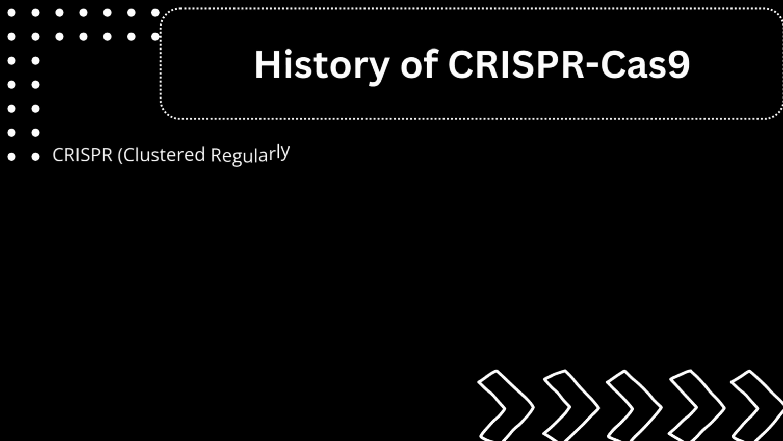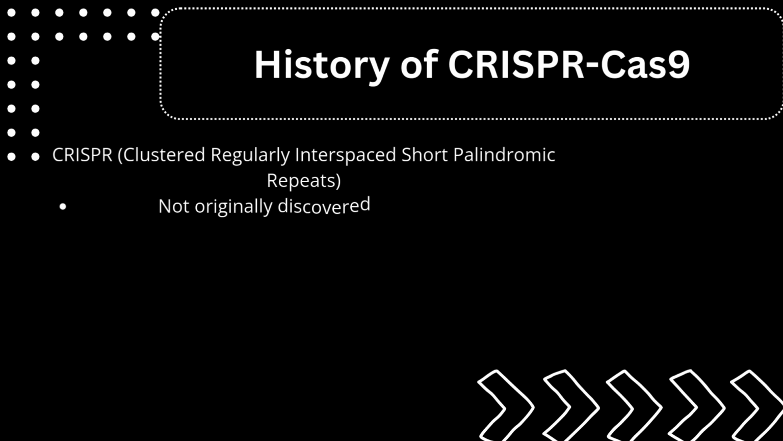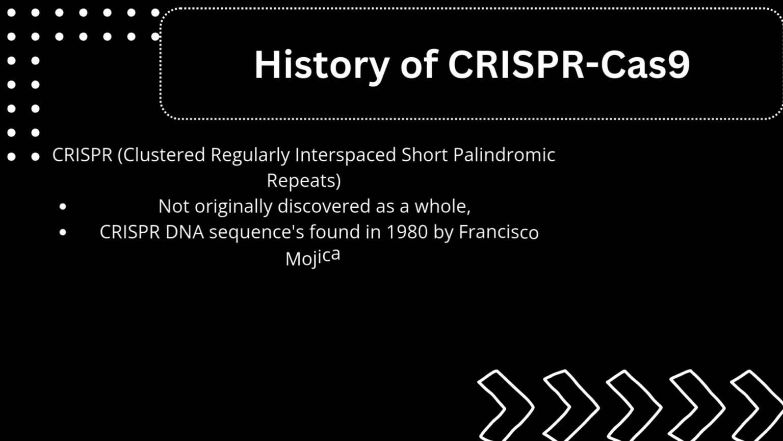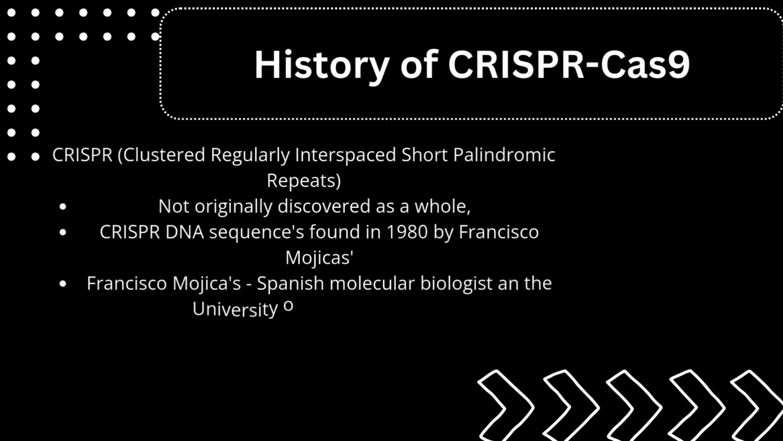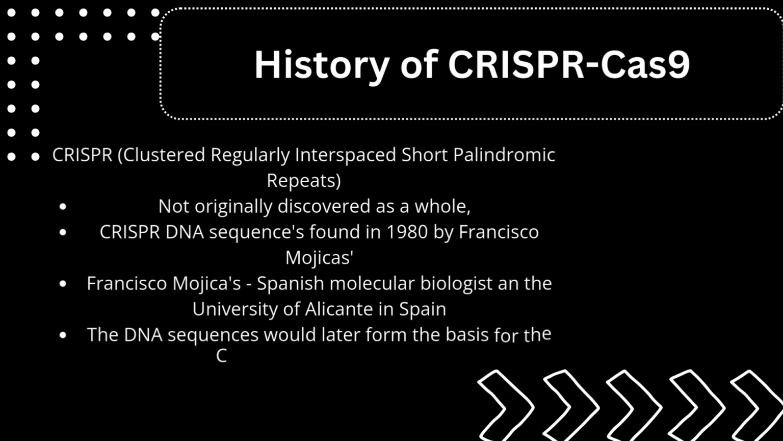So the history of CRISPR-Cas9 itself, a little background of what CRISPR is. CRISPR is a term which means clustered, regularly interspaced short palindromic repeats. I'll get to what that means in just a second, but it was not originally discovered as a whole. CRISPR DNA sequences were found in 1980 by a Spanish molecular biologist who studied at the University of Alicante in Spain, and he found CRISPR itself, but it was not revolutionized to how we use it today until about 2012.